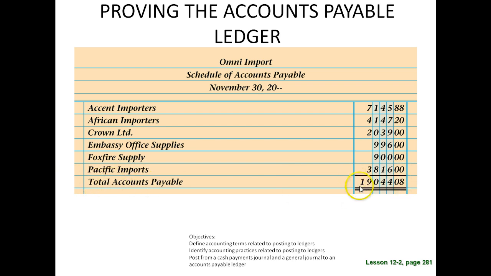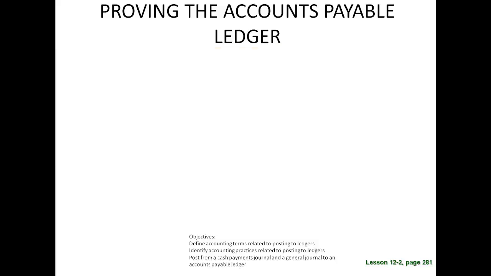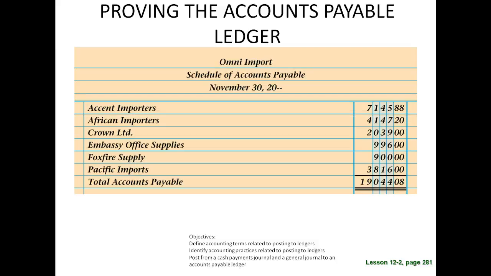And then we go and look in our controlling ledger, or in our general ledger. We look on the accounts payable line and we make sure that those two balances match, right? So we have $19,044.08 in our subsidiary ledgers. We should have $19,044.08 in our general ledger. Oh, I thought I actually outlined the steps for that, but I guess it doesn't.